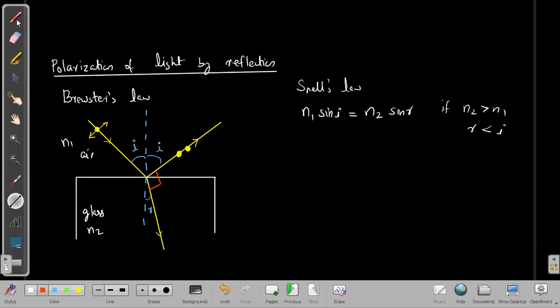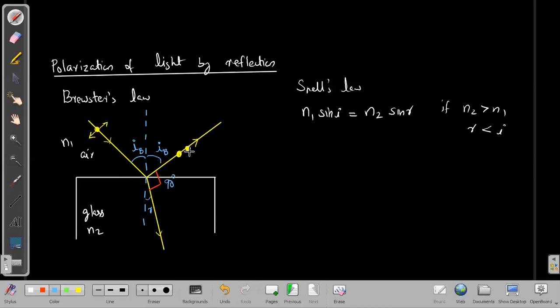At which angle would that be? That angle we'll call the Brewster's angle. At Brewster's angle, let me denote it by the symbol IB, the angle between the reflected light and the transmitted light becomes 90 degrees, and you will get only dot.